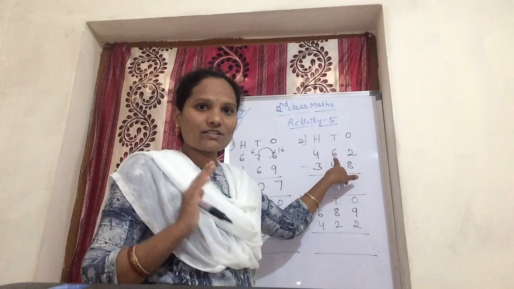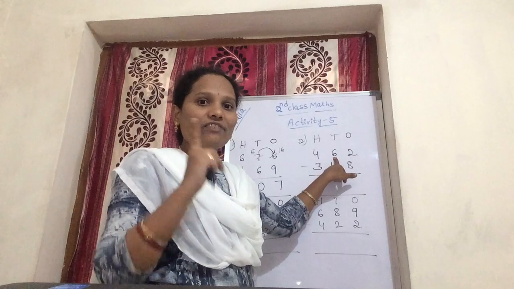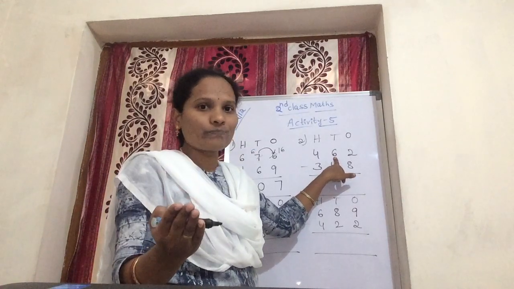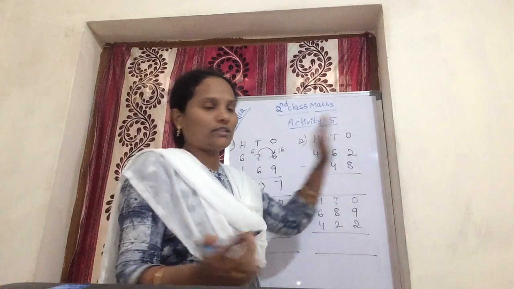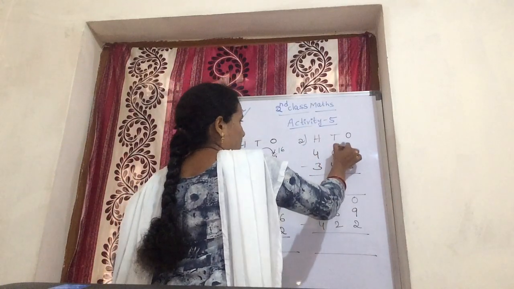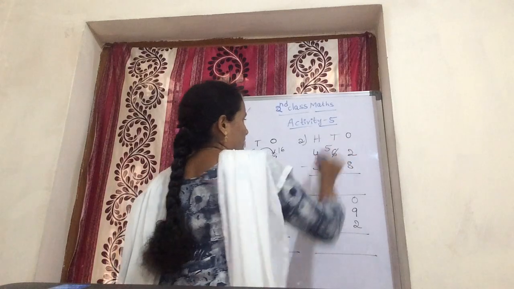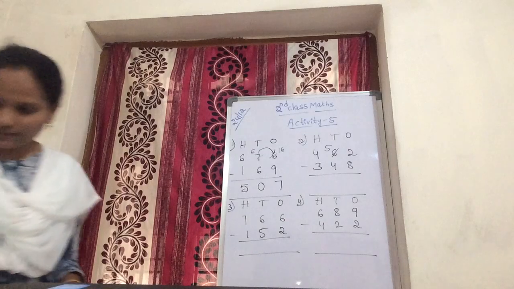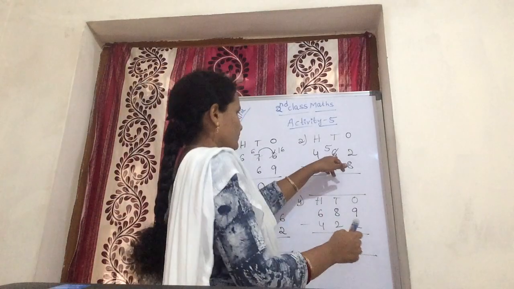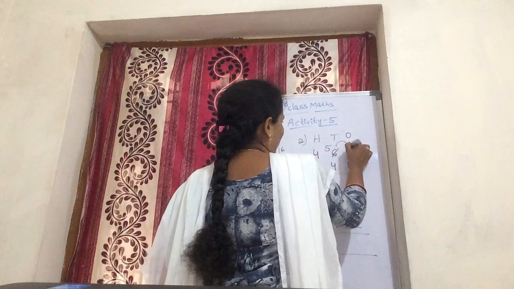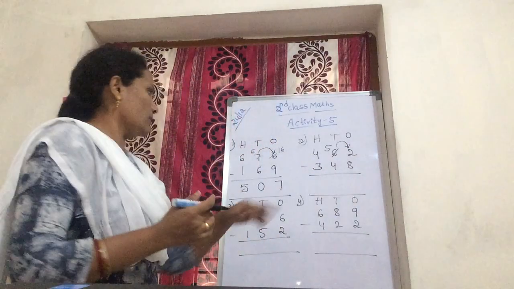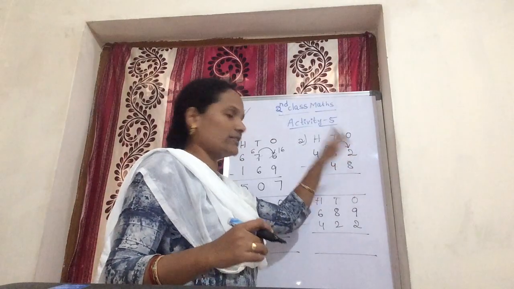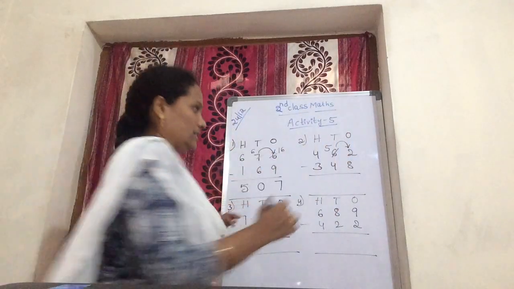6. So after borrowing, 6 decreases by 1, అంటే 1 remove అయిపోతుంది because 1 gone to borrowing. వెళ్ళిపోతుంది. So 6 becomes 5. Now after borrowing, 2 becomes 12, because here we take borrowing 10, and here 2 is there. So 10 plus 2 you get 12.